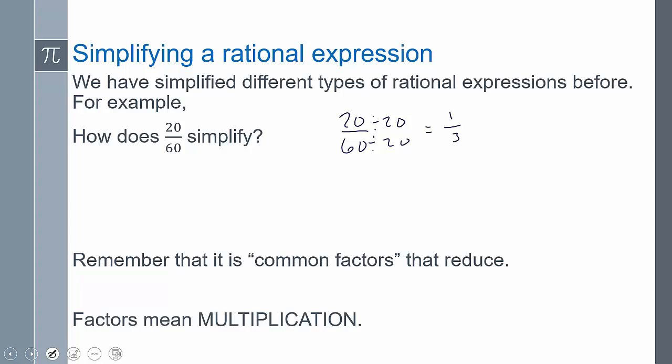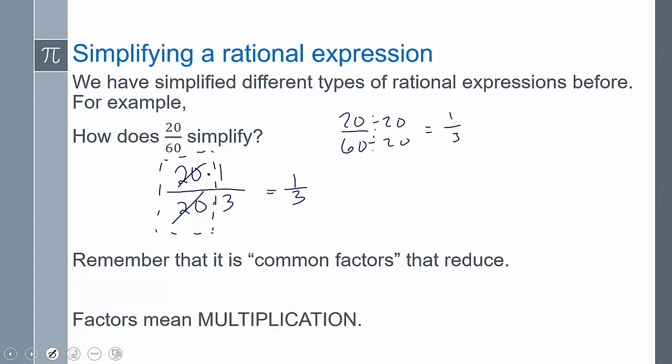So, for example, I could break up 20 into 20 times 1. I could break up 60 into 20 times 3. The 20s are what cancel out, which is what leaves me with 1 over 3. This is the magic key. They are factors. They are being multiplied. And because they are being multiplied, the same factor reduces.